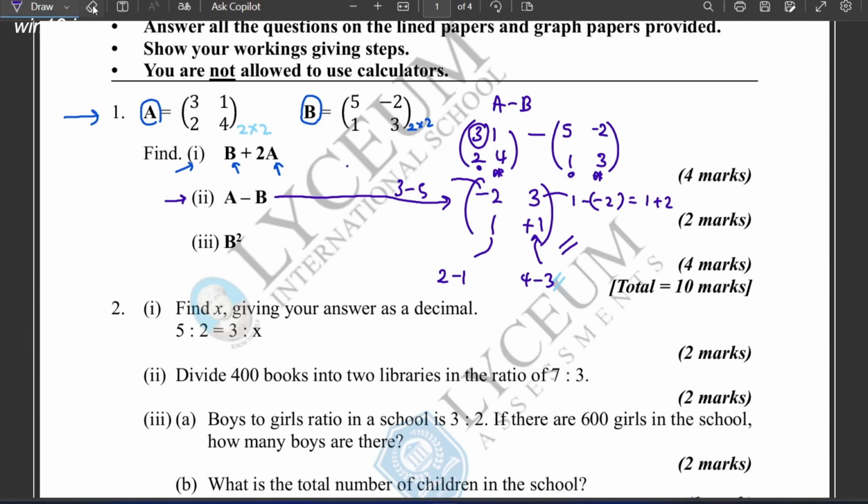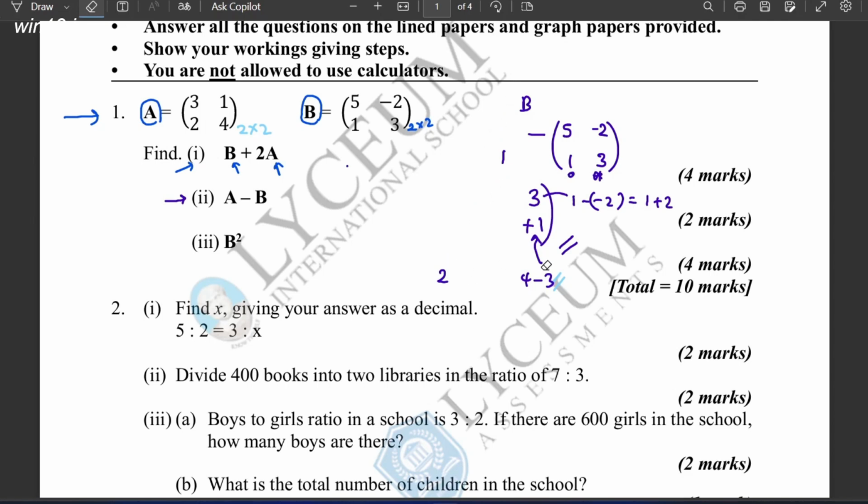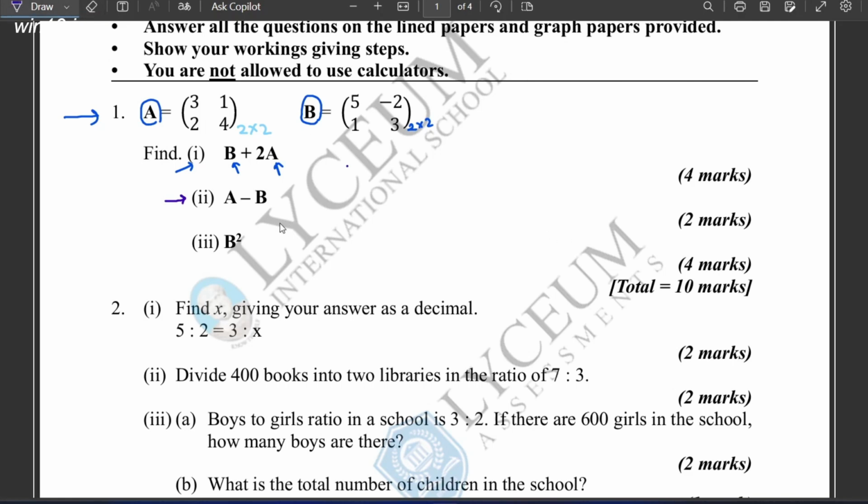Okay, then before going to the other part, I have to erase this. Now we have to get B squared. So B squared means B times B. Okay, so B is 5, minus 2, 1, 3 times 5, minus 2, 1, 3.